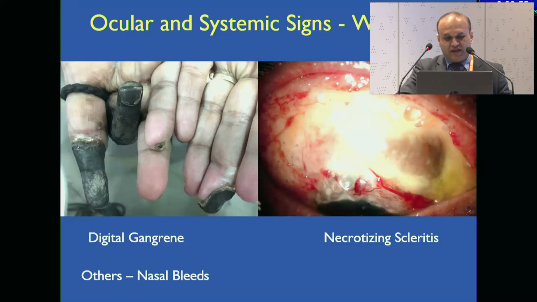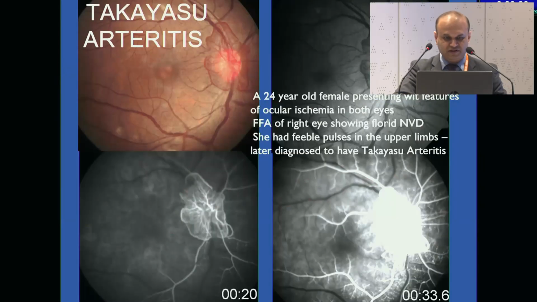Signs of digital gangrene, necrotizing scleritis, you probably know you're dealing with Wegener's. Look also for cartilaginous lesions. So if you see a patient who has got nasal cartilage or auricular cartilage loss, your two probable diagnoses are either Hansen's disease, or what we used to call leprosy earlier, or relapsing polychondritis. So a good systemic evaluation in itself can help you in arriving at a lot of etiologies without resorting to a lot of systemic or lab investigations.